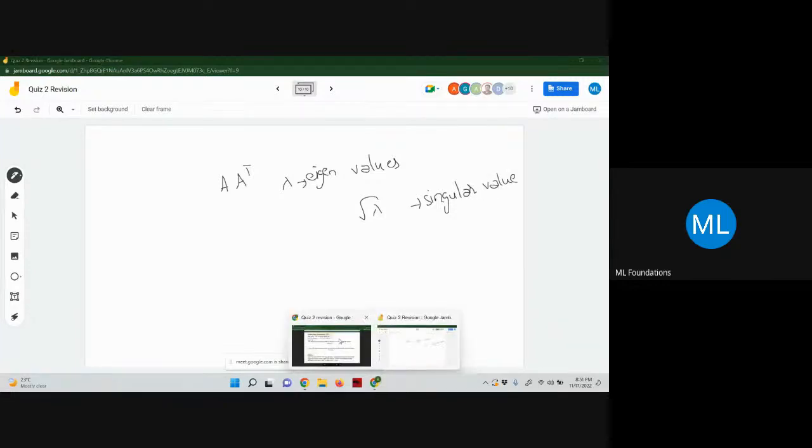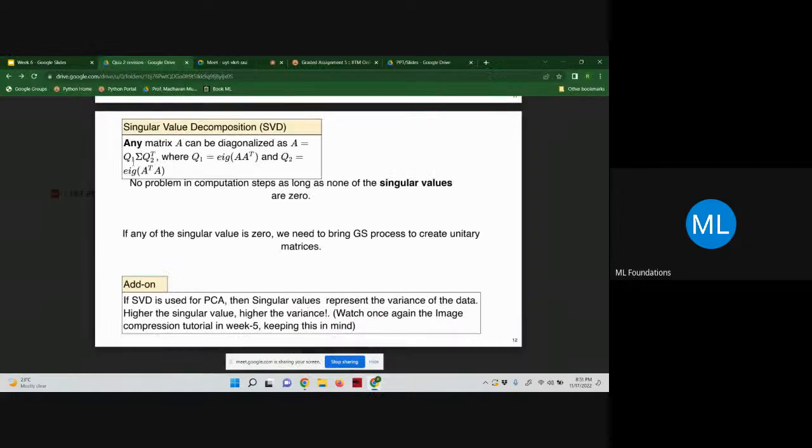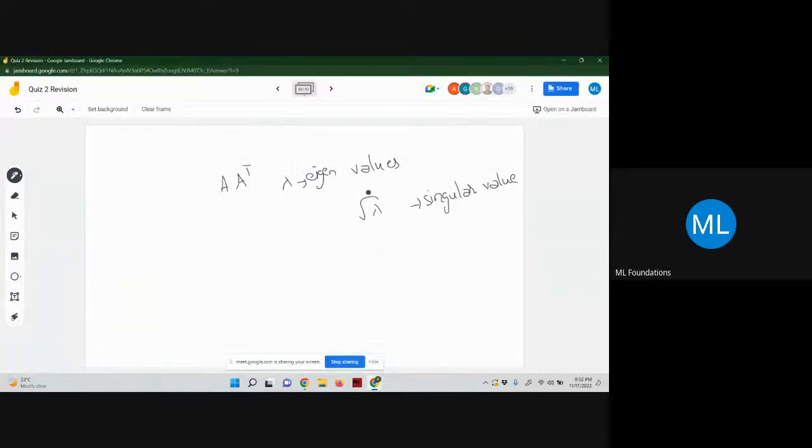These singular values will go into the sigma. Sigma is a diagonal matrix where the diagonal elements will be equal to the singular values, the square root of the distinct diagonal values of A A transpose or A transpose A. It's going to be the same.